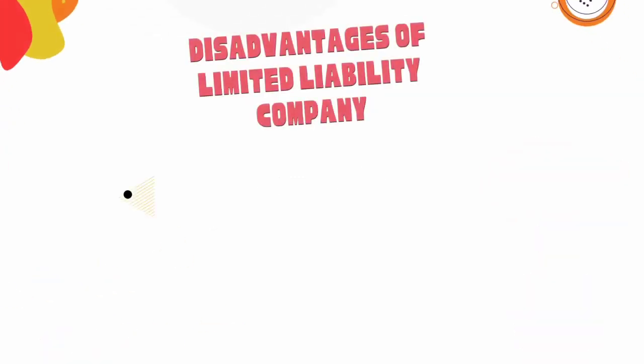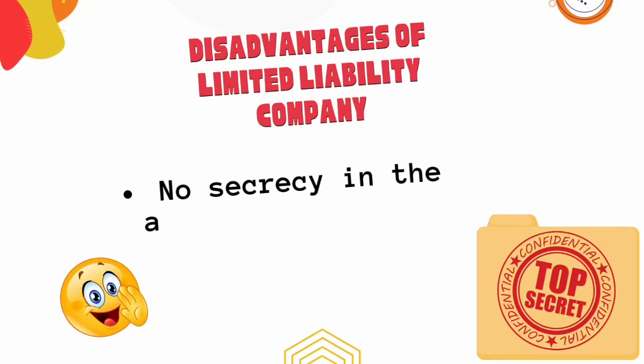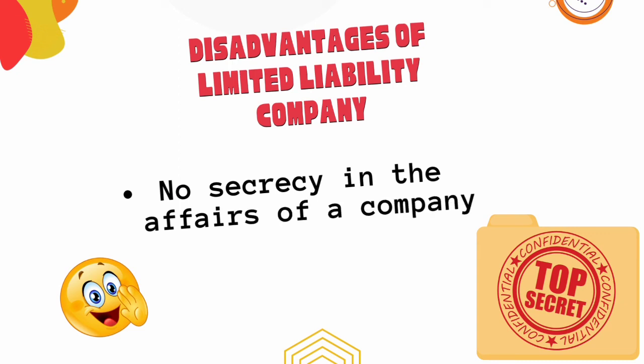Then number three, no secrecy in the affairs of a company. They can't keep secrets. Every limited liability company, for example, has to make its financial statements public so that members of the public and shareholders will be able to see how the company is making progress. But for example, a one-man business doesn't need to tell the public or anyone the amount of money he's making, his profit or his losses.